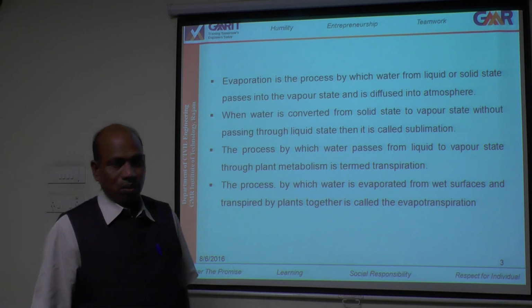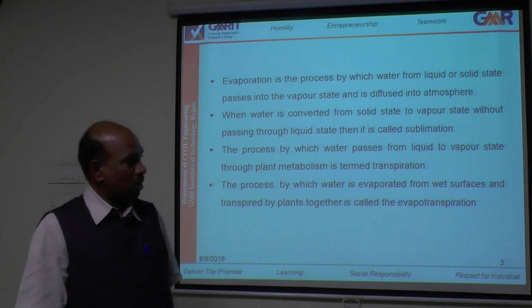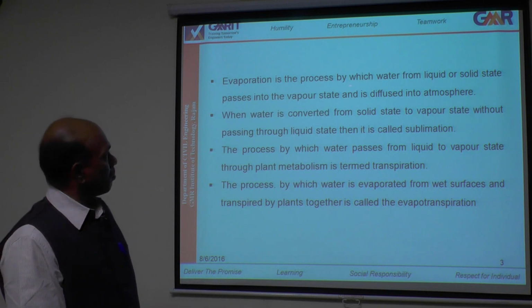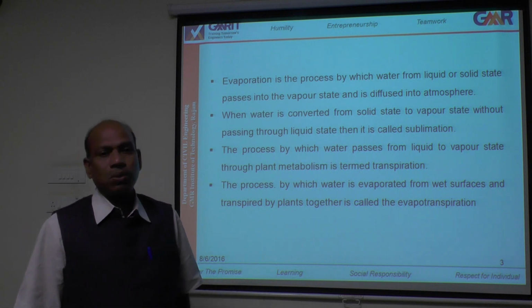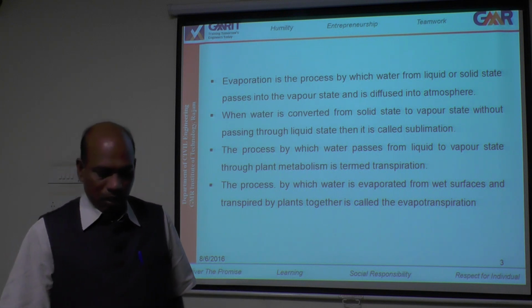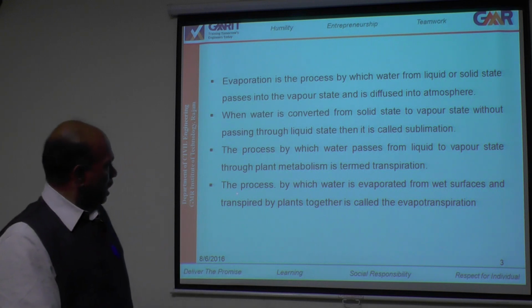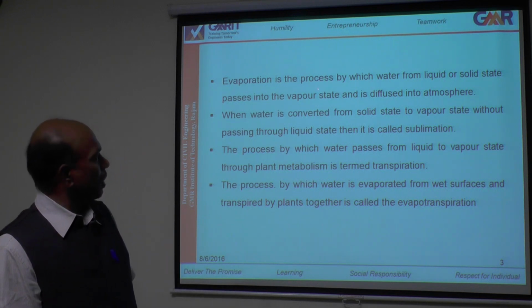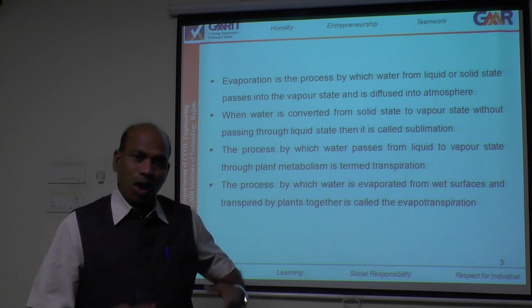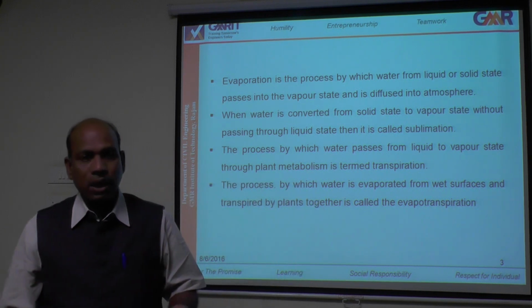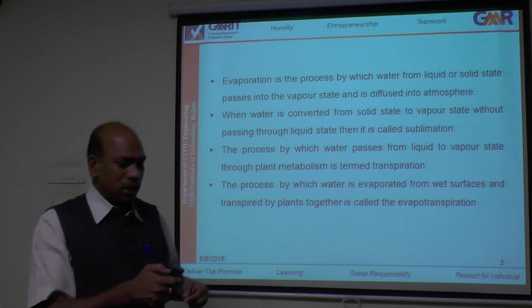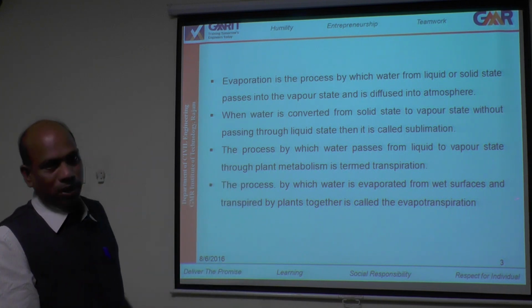What is evaporation? What is evapotranspiration? Evaporation is the process by which water from liquid or solid state passes into the vapor state and is diffused into the atmosphere. Evapotranspiration is like evaporation, but here the water is evaporated from the soil and also from the plant. The combination of these two is known as evapotranspiration.